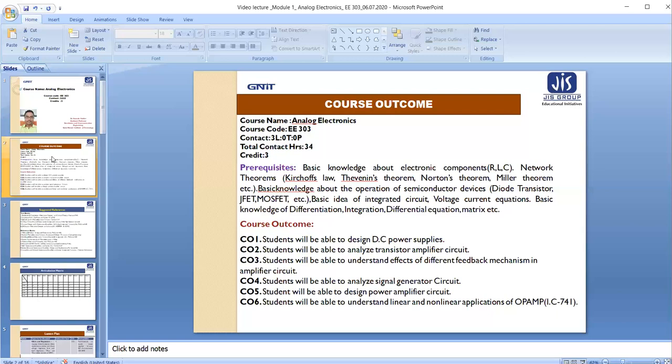And the final CO6 is students will be able to understand linear and nonlinear applications of op-amp, that is IC741. Basically, we are using the 741 op-amp, and the students will be able to understand these different applications of 741 so that they can design complex electronic circuits using this op-amp.